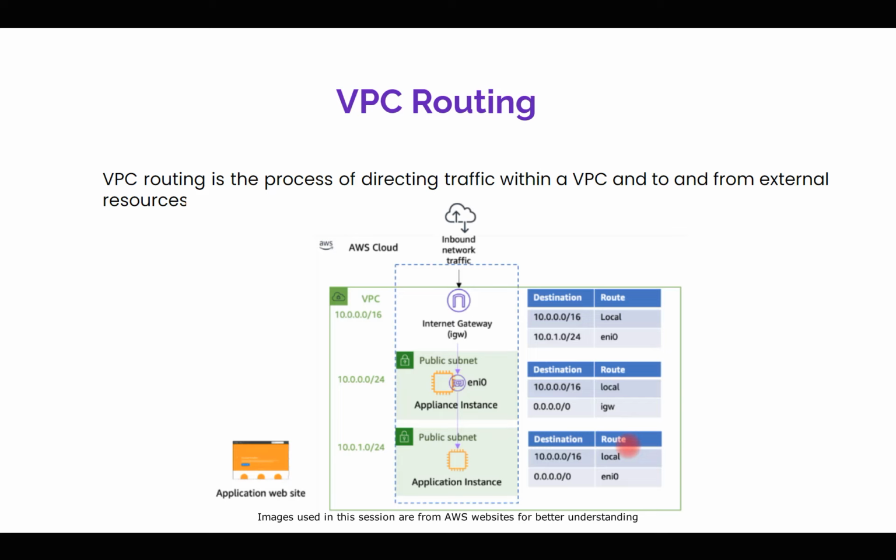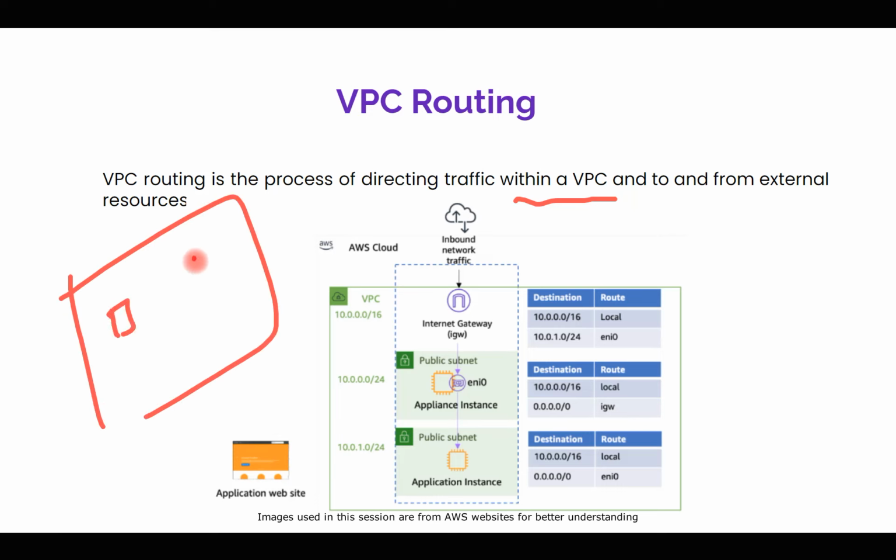Now let's understand VPC routing. So VPC routing is actually a process of directing traffic within a VPC or to and from external resources. What does that mean? When I'm talking about within a VPC, within a VPC we are having multiple devices, right? It can be your storage, it can be your EC2, means virtual machine, it can be your application server, database server, whatever component you are having. You need some connectivity between them, right? So VPC routing is required to connect the two devices.